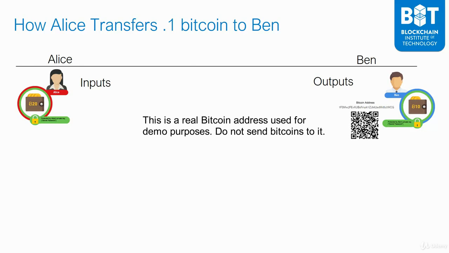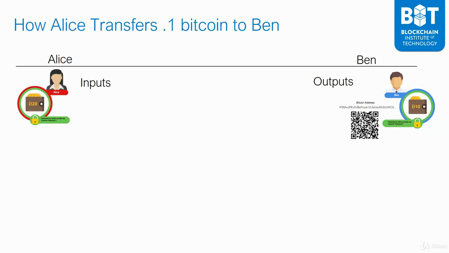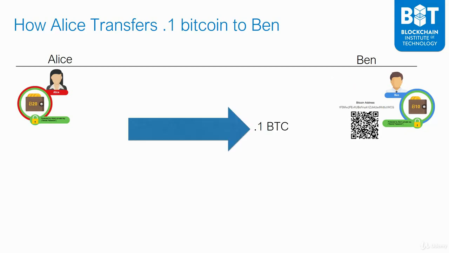At this precise moment, we already know where the inputs and the outputs of this entire transaction are going to come from. The inputs are going to come from Alice, and the outputs are going to go to Ben, specifically to his Bitcoin address. Now, we are going to be transferring 0.1 Bitcoins to Ben from Alice's wallet.